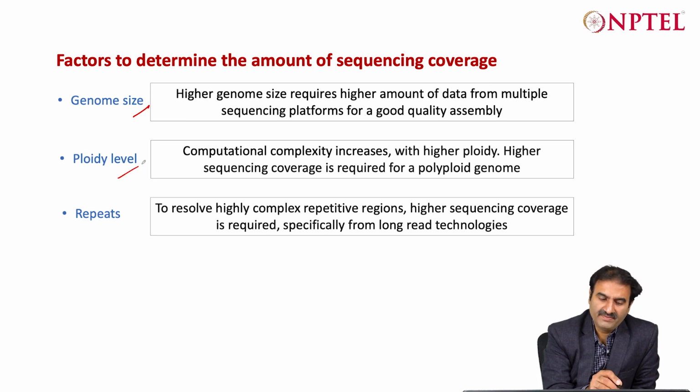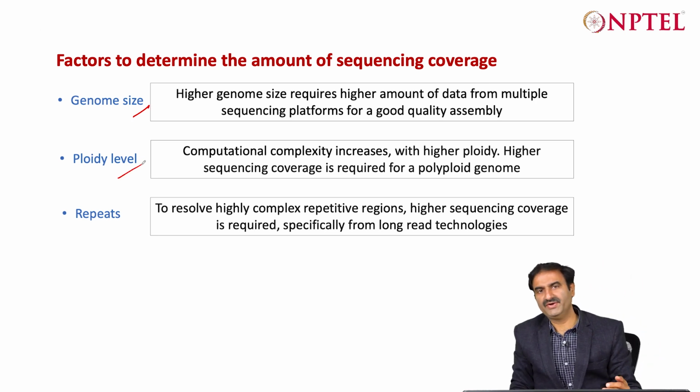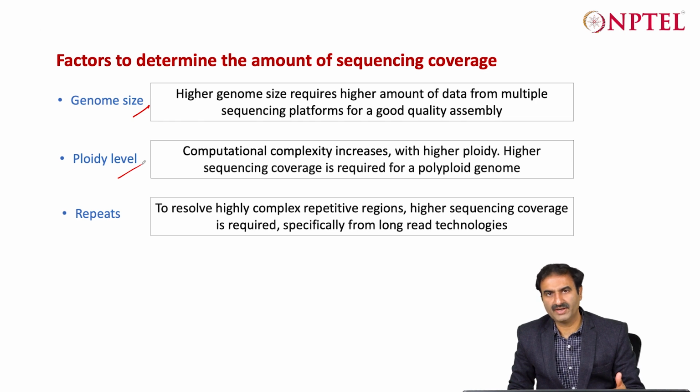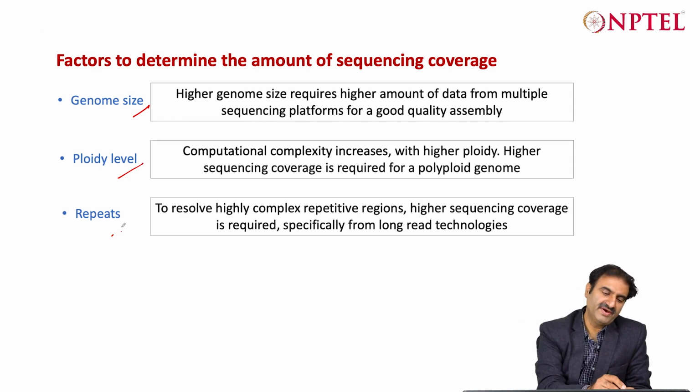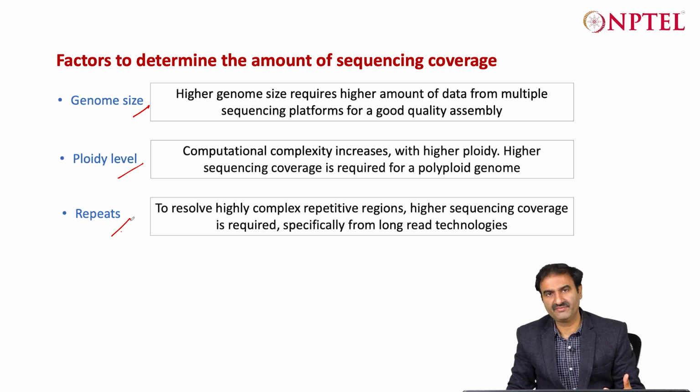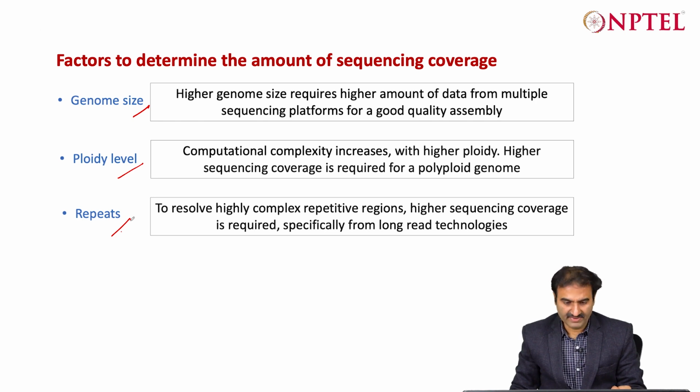Then the ploidy level: whether you are dealing with a haploid, diploid, triploid or tetraploid genome is important to know what coverage you should go for. And if your genome is very repetitive, for example in plants, which have almost 70% or more repeats, and also heterozygosity, then longer reads will definitely play a major role, because they will help you achieve the contiguity which you cannot achieve by other means, right?